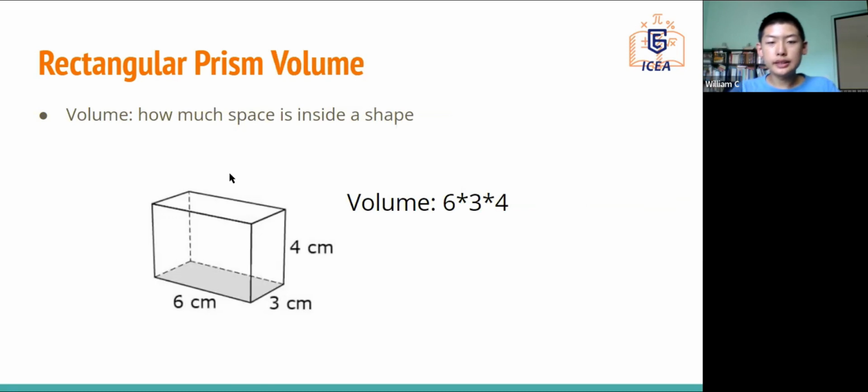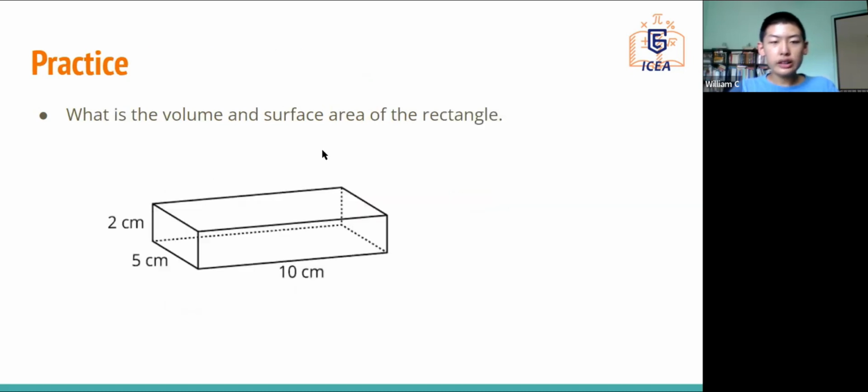Volume is how much space is inside the shape. So it's 6 times 3 times 4, because those are the lengths of the edges. It's basically how much water can fit inside a box of this shape. Find the volume and surface area of this rectangular prism. Think about it, and if you have the answer, please post it in the chat.